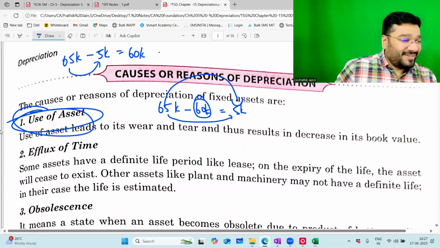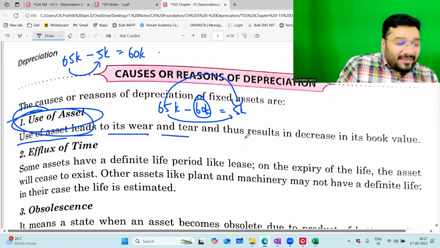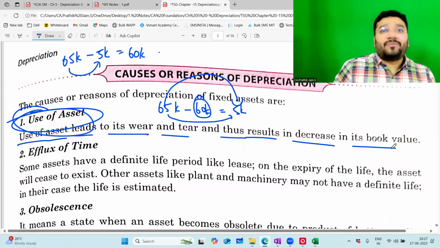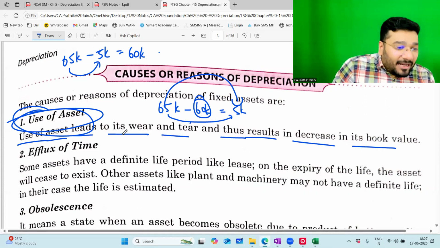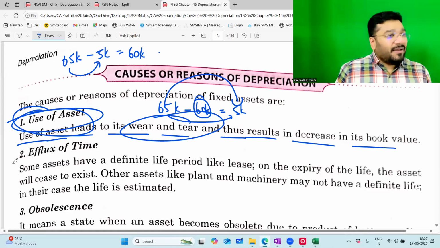Nice example. Use of asset leads to its wear and tear, and thus results in a decrease in its book value. In my example, wear and tear perfectly fits. From here and there, the bumper and all are gone.